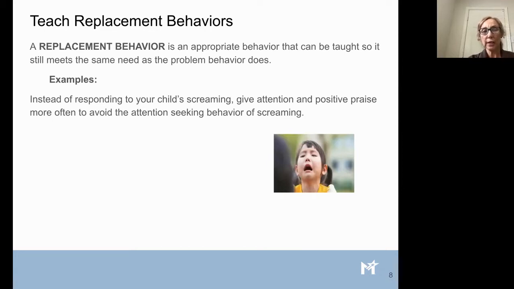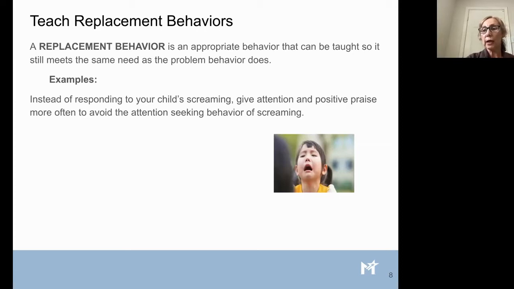So teaching replacement behaviors. Basically this is, if a student or your child is having a problem behavior, an appropriate behavior can be taught, so it still meets the same need as the problem behavior does. So we are going to teach to replace the bad behavior with the good behavior. The example that we have here is, instead of responding to your child just screaming, crying, give attention and positive praise more often to avoid that attention-seeking behavior of screaming. So spend more time with that child, give more attention, find what kinds of things that child likes to do and give that undivided attention. And that is what that child is looking for.